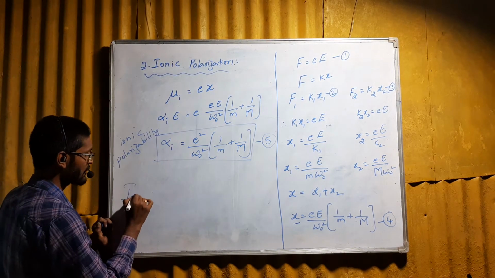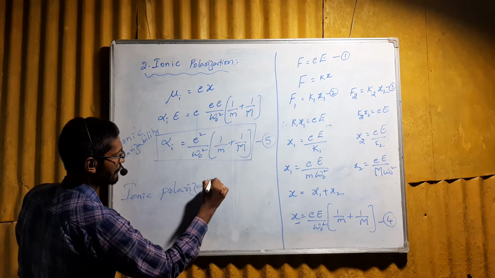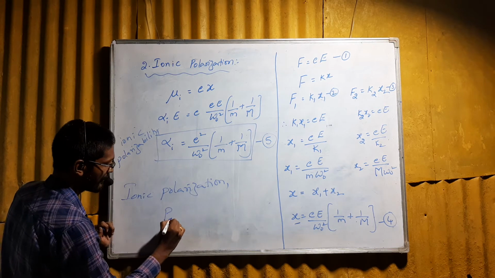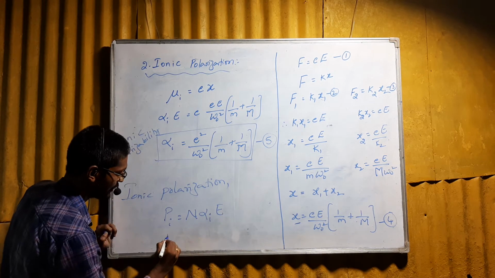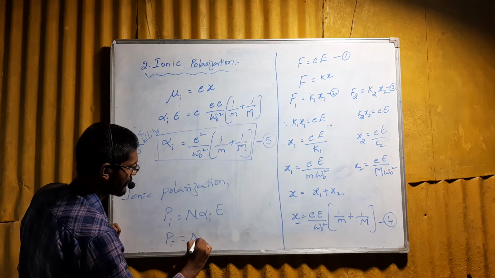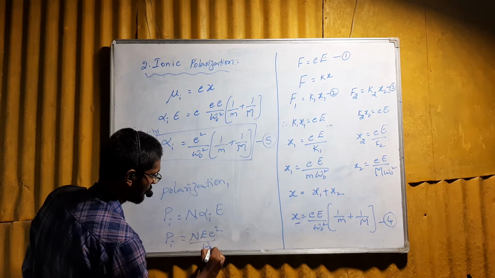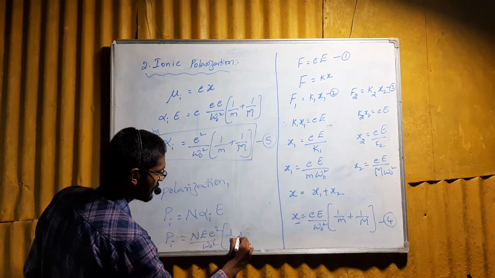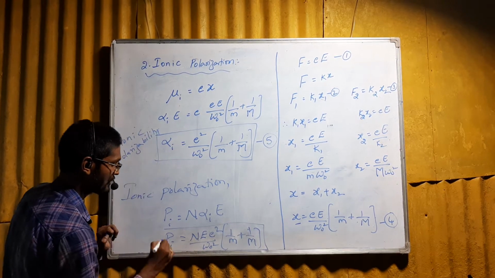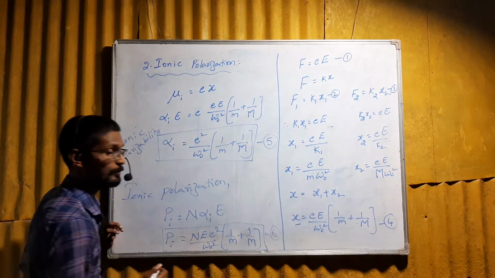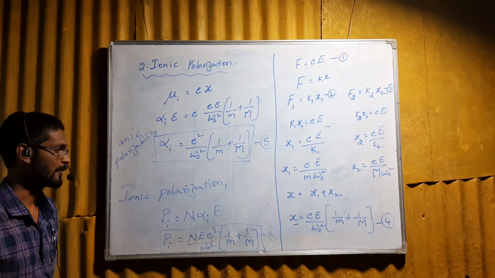And ionic polarization Pi can be given as Pi is equal to N alpha I capital E. So therefore Pi is equal to N capital E square by omega naught square into 1 by m plus 1 by capital M. So equation 6 represents ionic polarization produced in dielectric material on application of electric field.